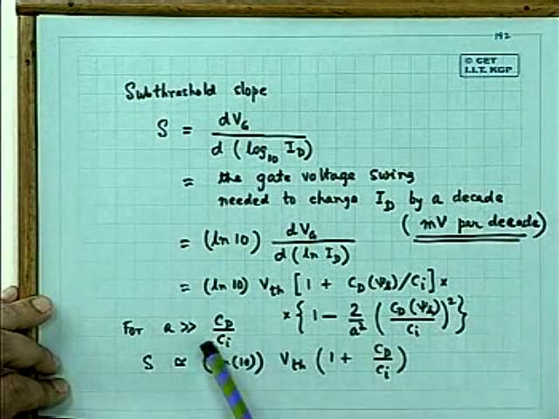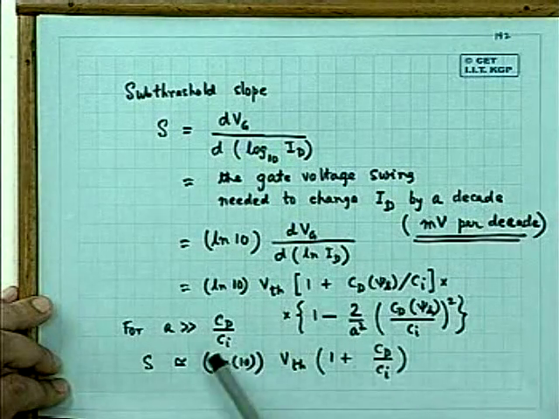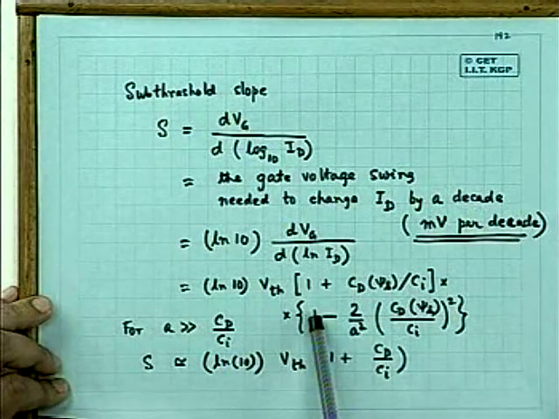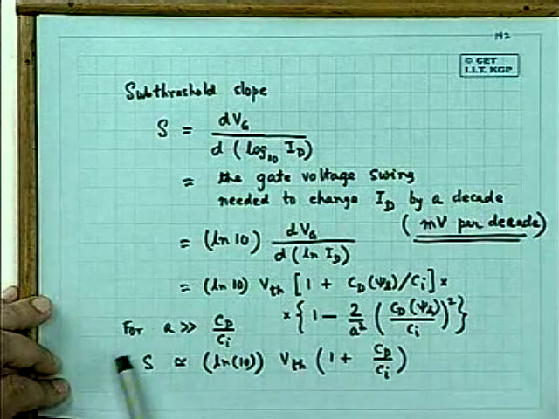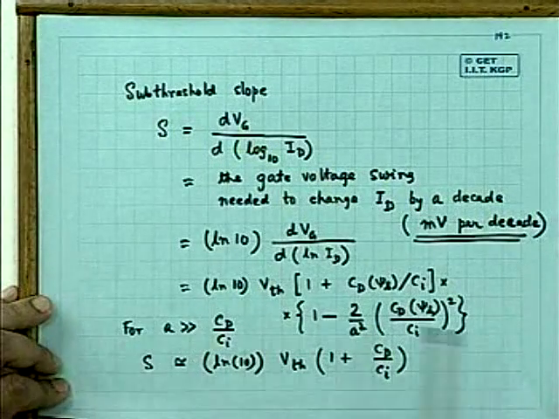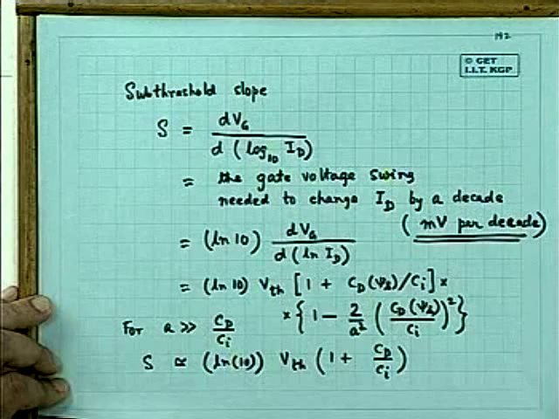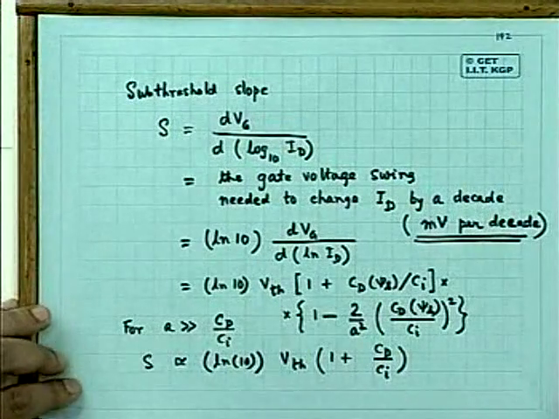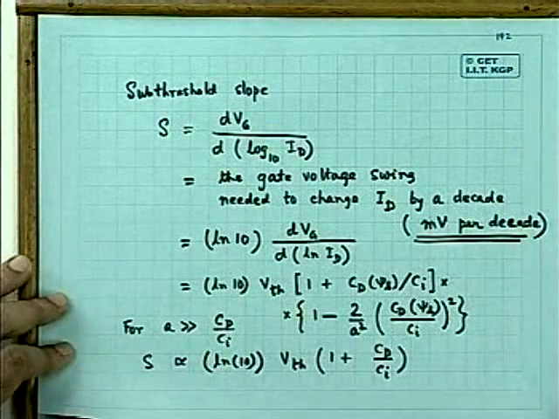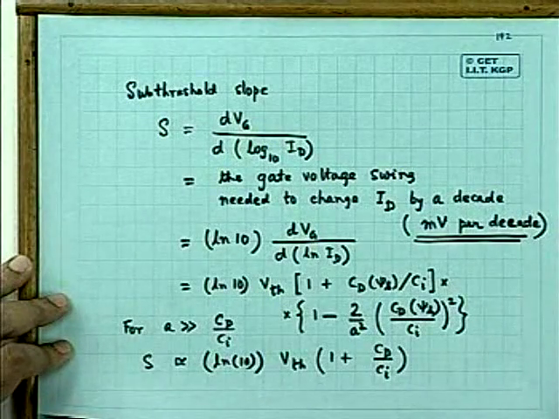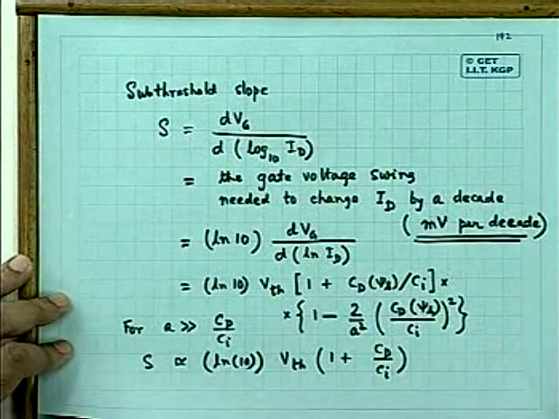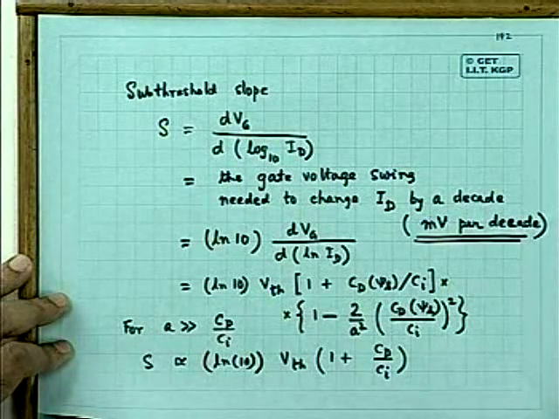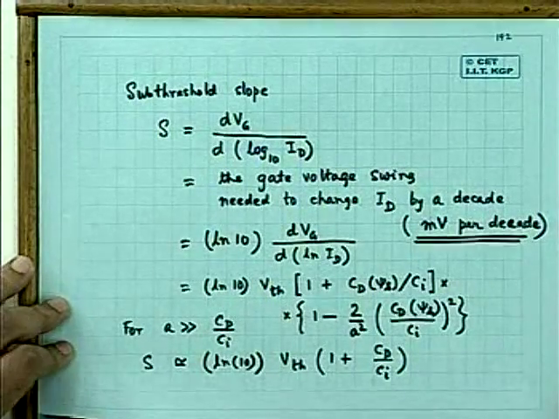And if A is very large, of course this is a simplification, this term can be neglected compared to unity, and the equation is further simplified to this form, which I derived in the last class. So up to this we derived in the last class. We were able to derive an expression for the subthreshold slope, which I told is a very, very important device parameter of a MOSFET.